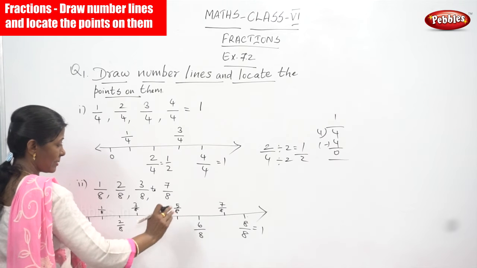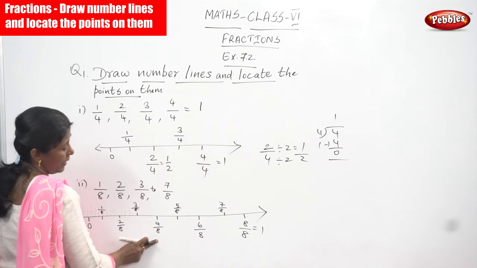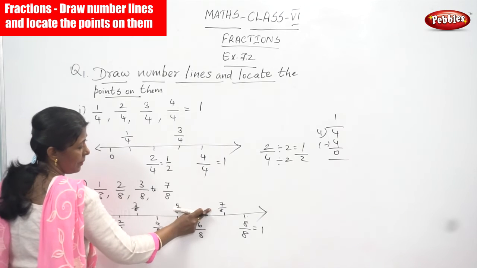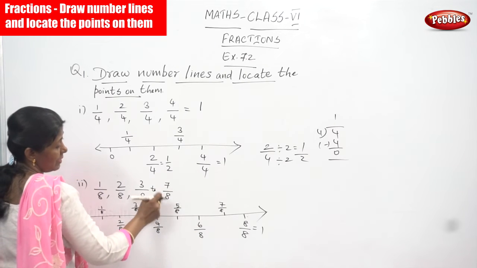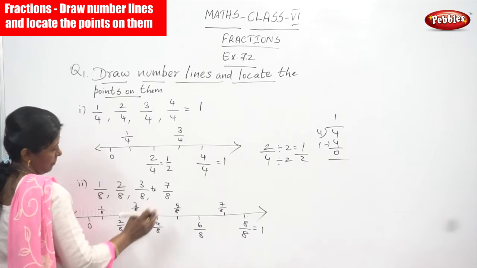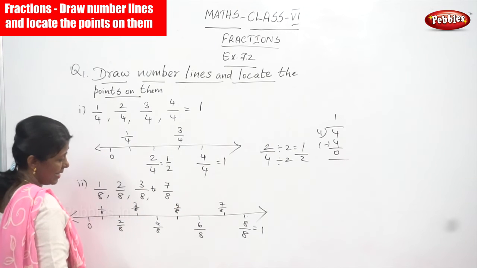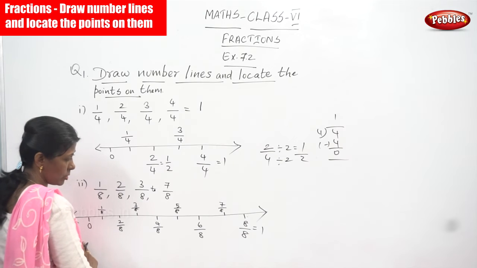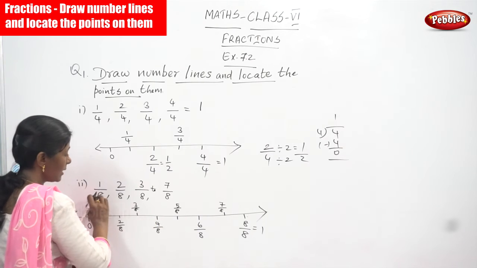So generally, what are the numbers within 0 to 1? 1 by 8, 2 by 8, 3 by 8, 4 by 8, 5 by 8, 6 by 8, 7 by 8 and 8 by 8, that is 1. But they have given only up to 7 by 8, even though I have marked one extra point, that is 8 by 8 also. So start with 0 to 1. Within 0 to 1 I have to mark the given points.